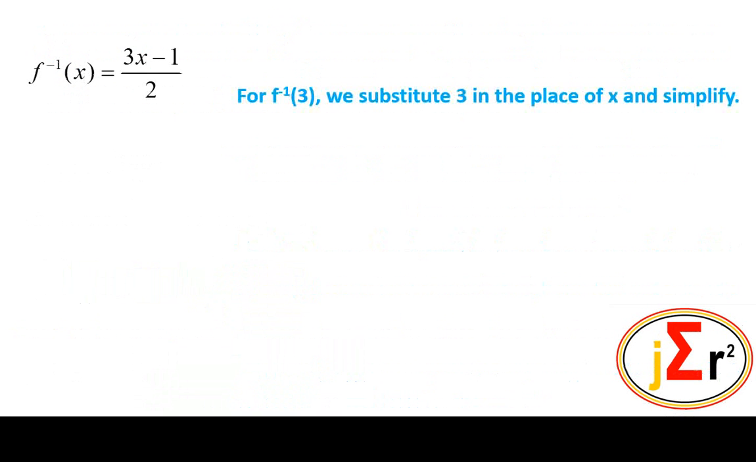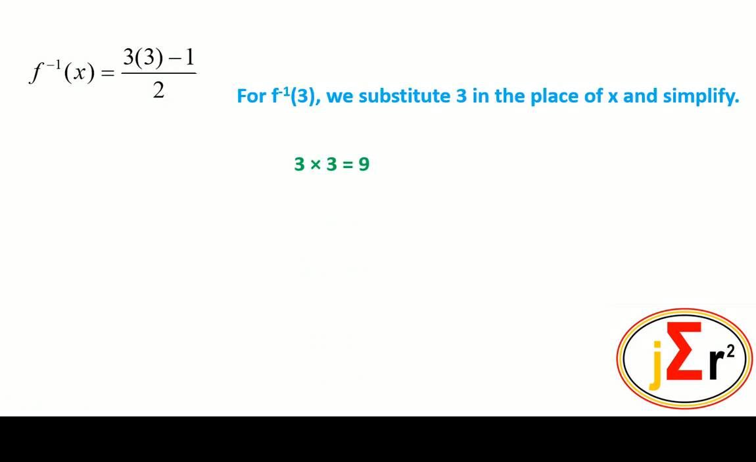Now we need f inverse of 3. But we have f inverse of x already. All that we need to do is substitute 3 in the place of x in that inverse function, and we will simplify the result. f inverse of x is 3x minus 1 over 2. Substitute 3 in the place of x. Then simplify. 3 threes are 9. Minus 1, 8. Divide by 2, 4. Therefore, f inverse of 3 is equal to 4.